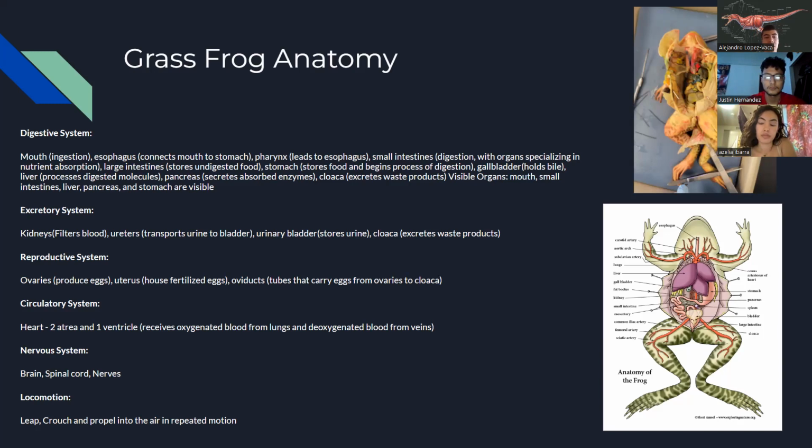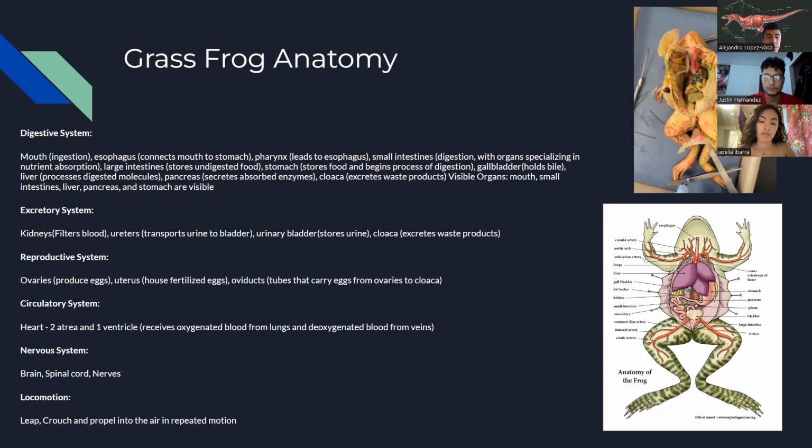The other systems the frog has are the digestive system, excretory system, reproductive system, circulatory system, nervous system, and locomotion, which is enabled by all these other systems. The excretory system, as stated, is the system that specializes in excreting things out of the body. These are the kidneys, which filter the blood, the ureters, which transport the urine to the bladder, the urinary bladder, where urine is stored, and the cloaca, which excretes these waste products. In females, the cloaca is also where eggs are excreted from.